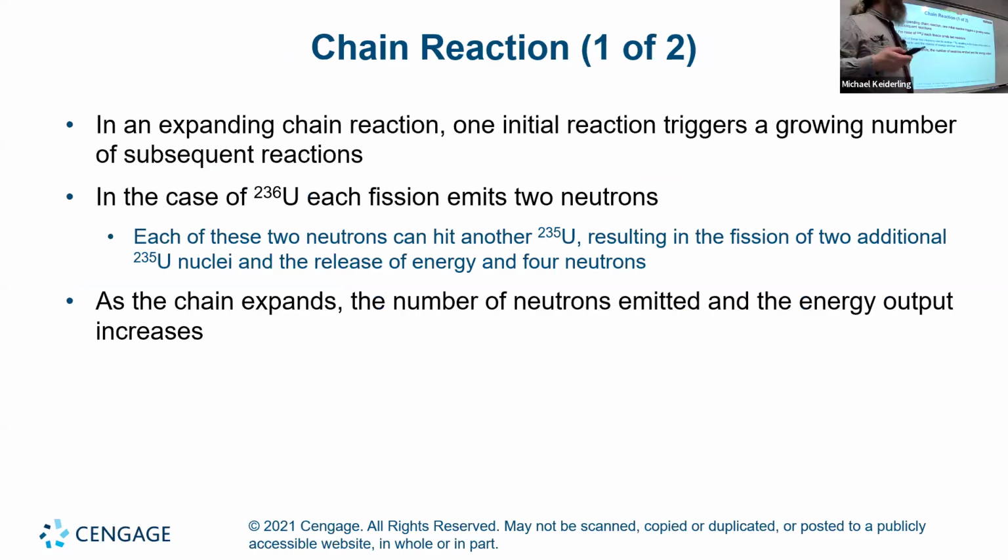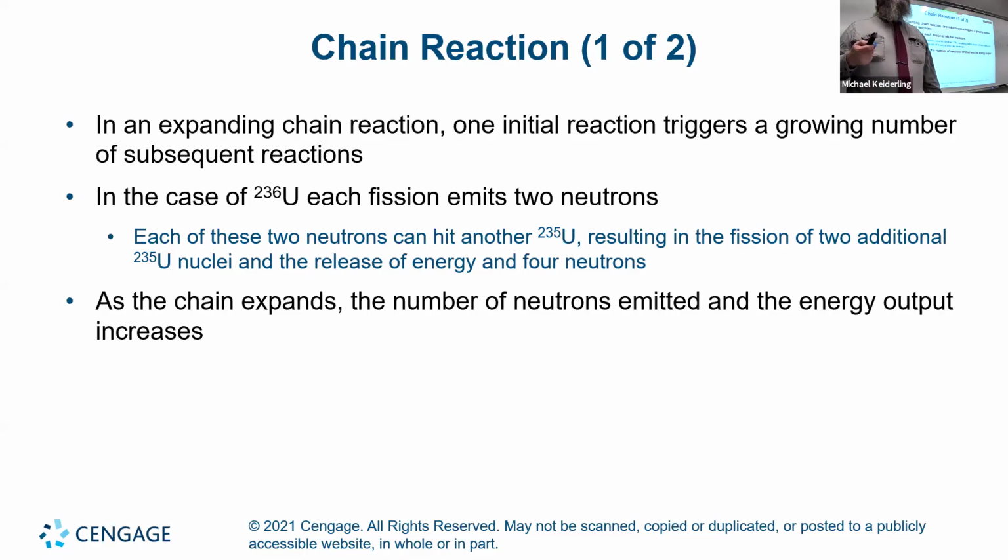So you get a chain reaction. In an expanding chain reaction, one initial reaction triggers a growing number of subsequent reactions. In the case of uranium-236, each fission emits 2 neutrons. Each of these 2 neutrons can hit another uranium-235, resulting in the fission of 2 additional 235 nuclei and the release of energy, and 4 neutrons, and so on. And as the chain expands, the number of neutrons emitted and the energy output increases.